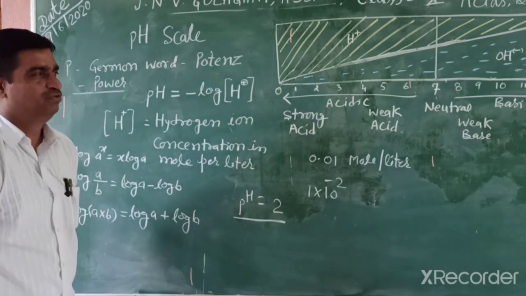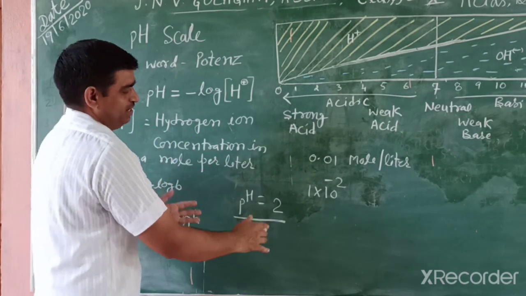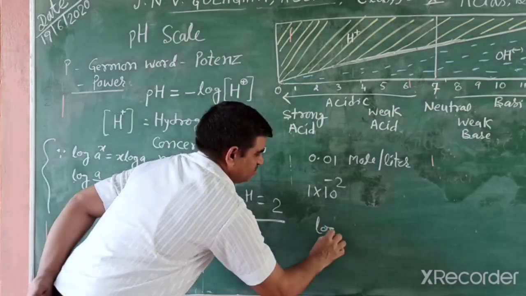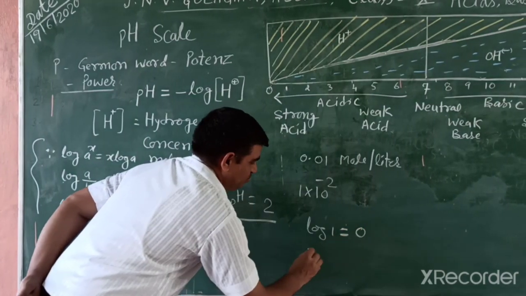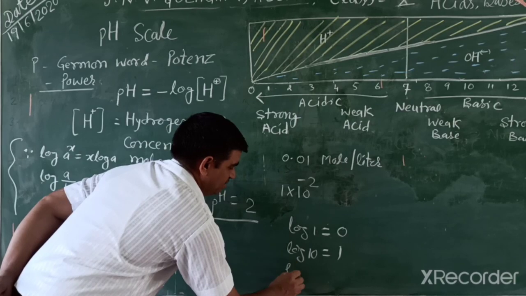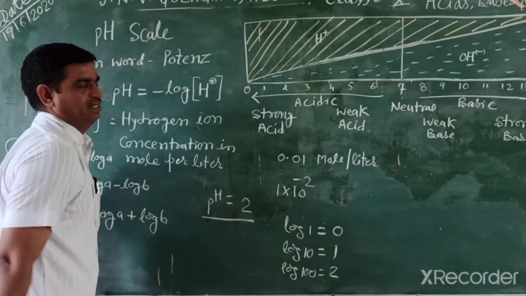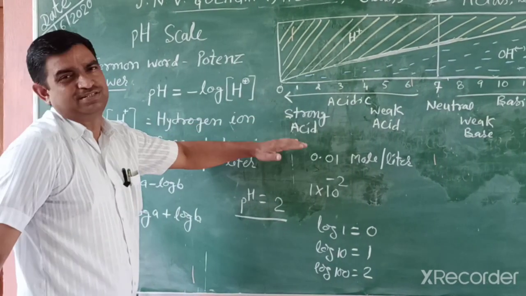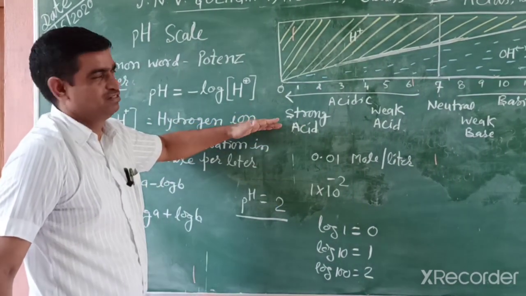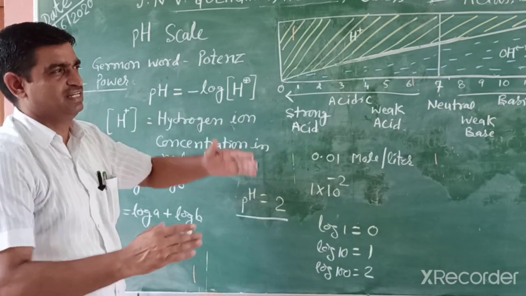How can we say 2? Because some log values are there. Log 10 value is 1. Log 1 value is 0. Log 10 value is 1. And log 100 value is 2. In a similar way we can write, and you will study more about this pH in higher classes. At first we identify it in this 10th class.